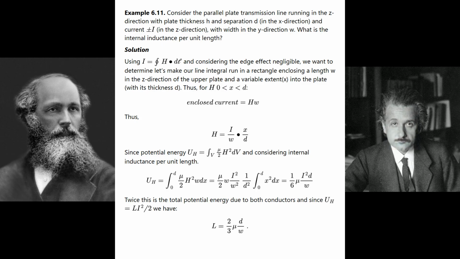Example 6.11. Consider the parallel plate transmission line running in the z direction with plate thickness h and separation d in the x direction, and current plus or minus I in the z direction, with width in the y direction w. What is the internal inductance per unit length?